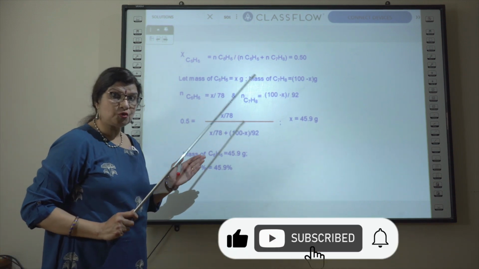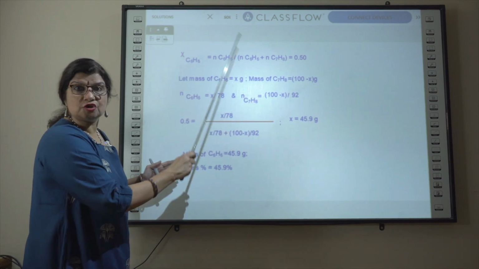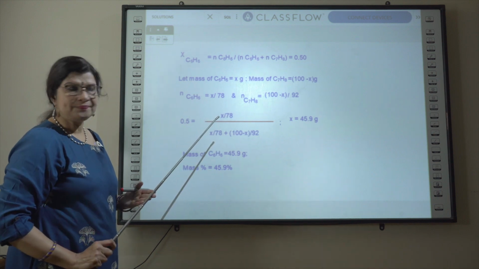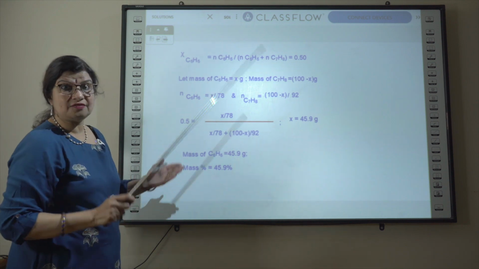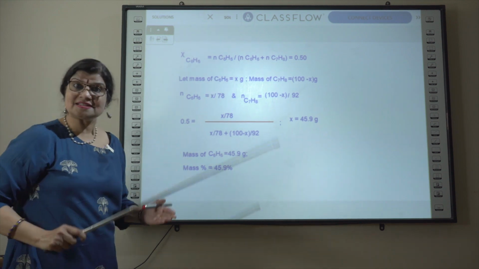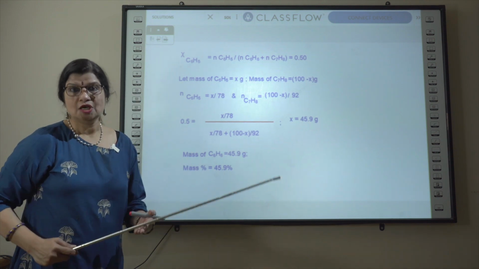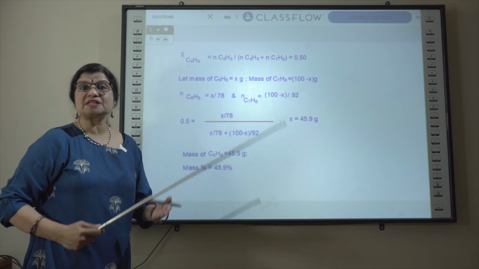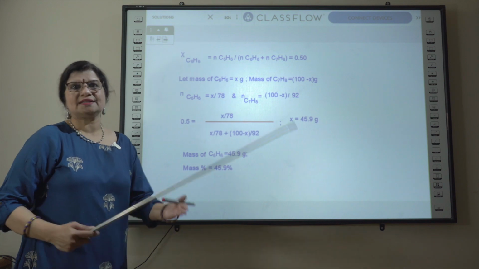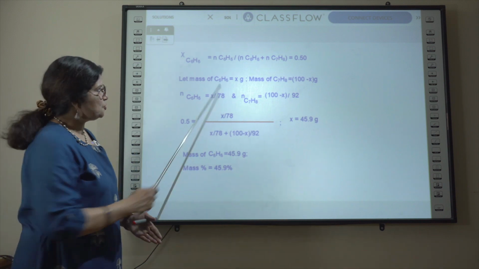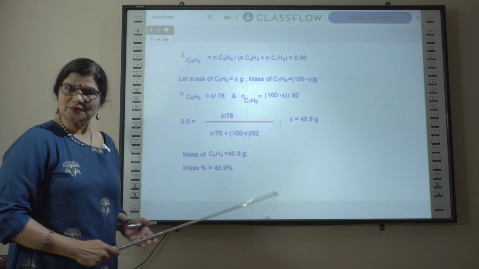So what you have to understand here is, you first write down the formula for the mole fraction of benzene. And once you see that the final question is mass percent, understand that in 100 grams of the solution, we need the mass of benzene. So it's clear that 100 grams of solution comprises benzene and toluene. One of the masses can be X, the other will be 100 minus X. Then you know how to go about solving this, and finally you arrive at the mass percent.